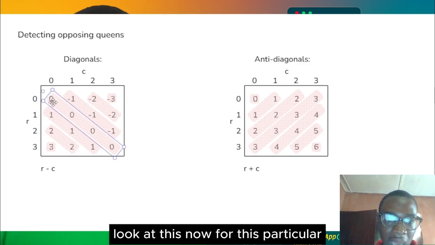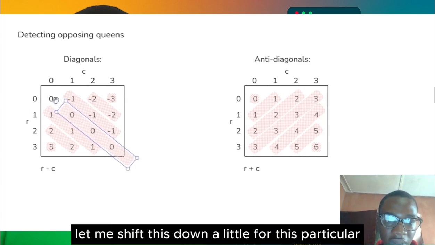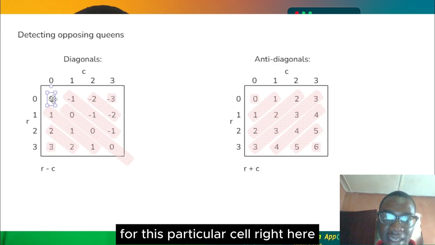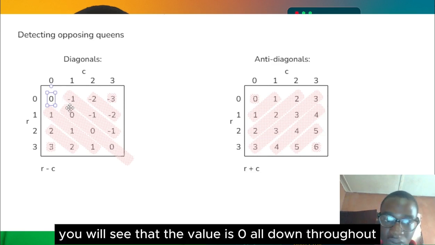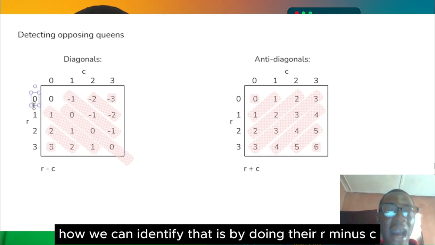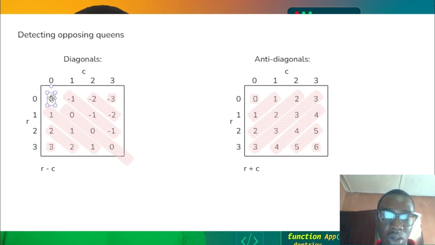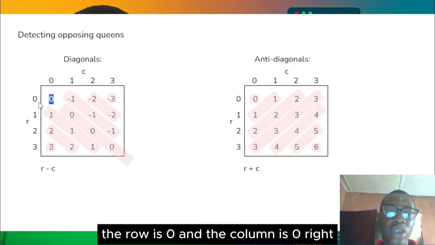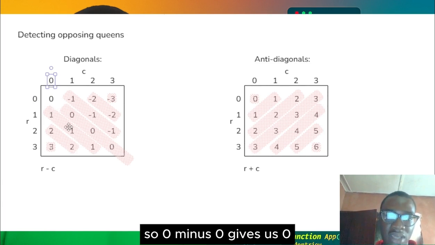For this particular cell right here, you will see that the value is 0 all down throughout this diagonal. And how we can identify that is by doing r minus c. For this particular cell, the row is 0 and the column is 0, right? So 0 minus 0 gives us 0.